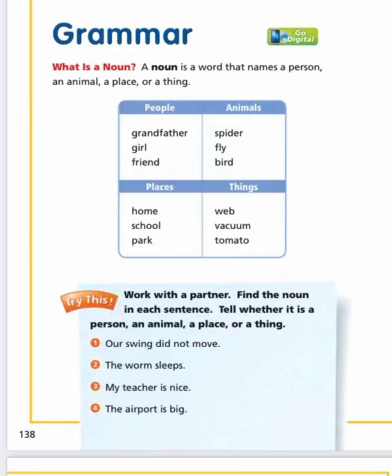Try this. Work with a partner. Find the noun in each sentence. Tell whether it is a person, an animal, a place, or a thing. 1. Our swing did not move. 2. The worm sleeps. 3. My teacher is nice. 4. The airport is big.